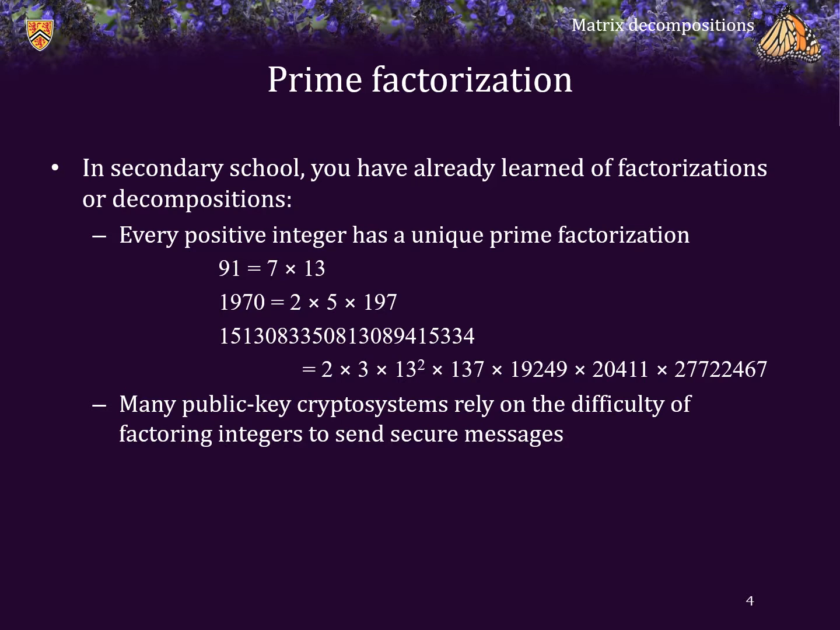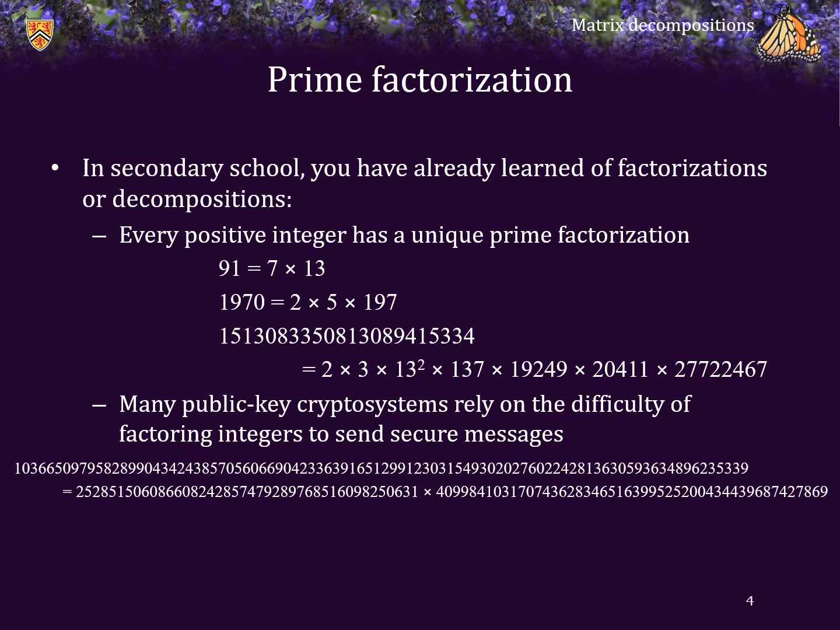Now, actually, many public key crypto systems rely on the difficulty of factoring integers to send secure messages. So, for example, this very large composite number is actually the product of 2 very large prime numbers. Now, I found the larger number by finding 2 large prime numbers and multiplying them together, but going the other way, trying to find the prime factors of that larger number is a very computationally expensive algorithm.